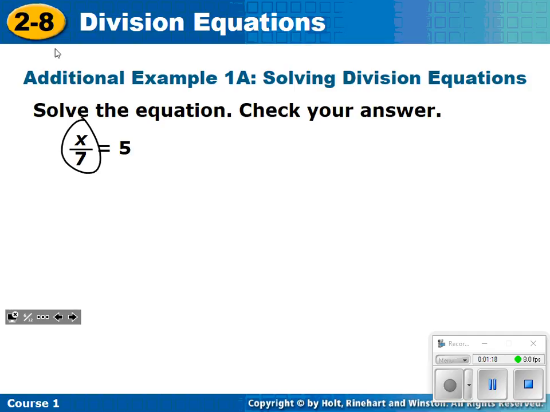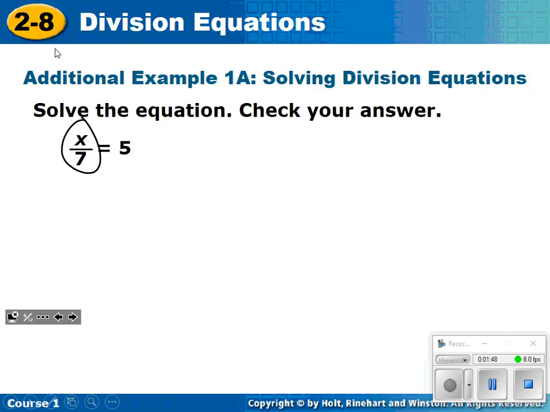What's our first rule? Logan. What's our first rule? Yeah, figure out what's happening to the letter. What's happening to the letter in this situation? It's being divided by 7. Okay, so we figured it out. Step number 1, we figured out that x is being divided by 7.